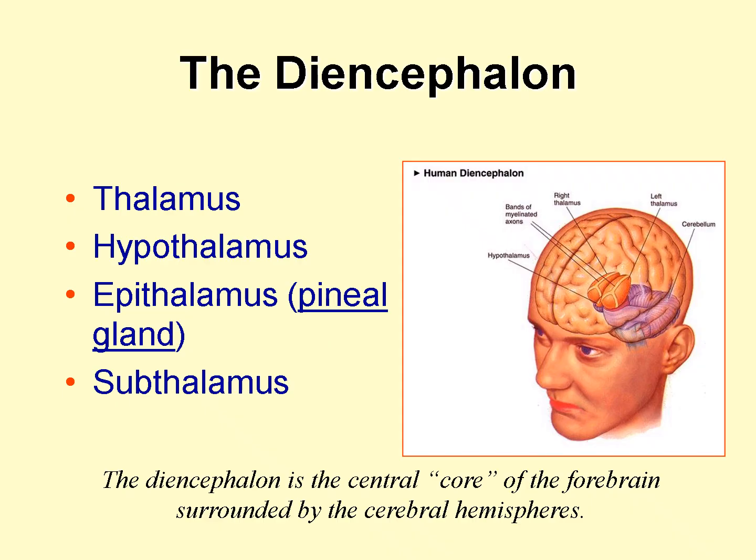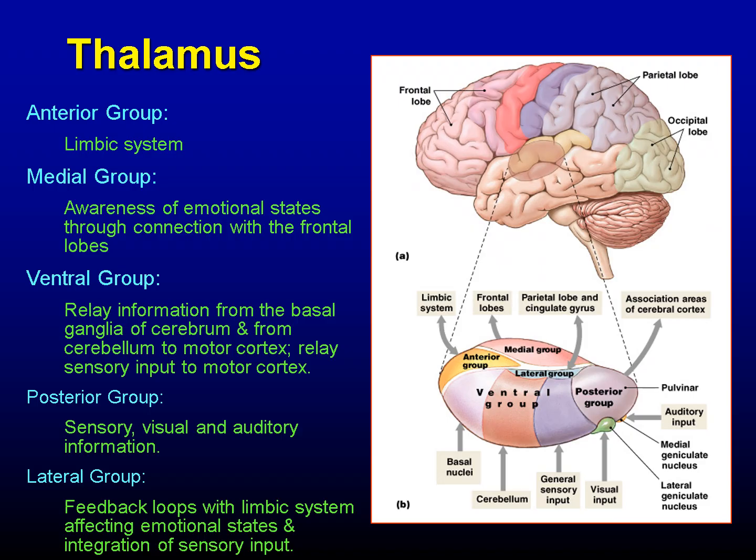The next major brain region we will discuss is the diencephalon. The diencephalon sits on top of the brainstem and is surrounded by the cerebral hemispheres. It consists of several major structures: the thalamus, hypothalamus, epithalamus and the subthalamus. We will begin with the thalamus. The word thalamus comes from a word that means inner room.